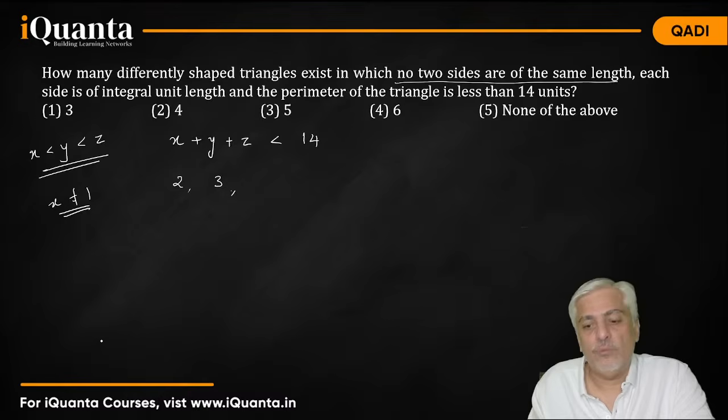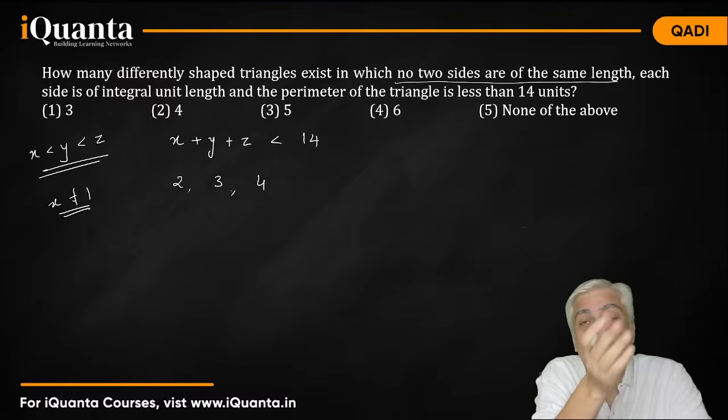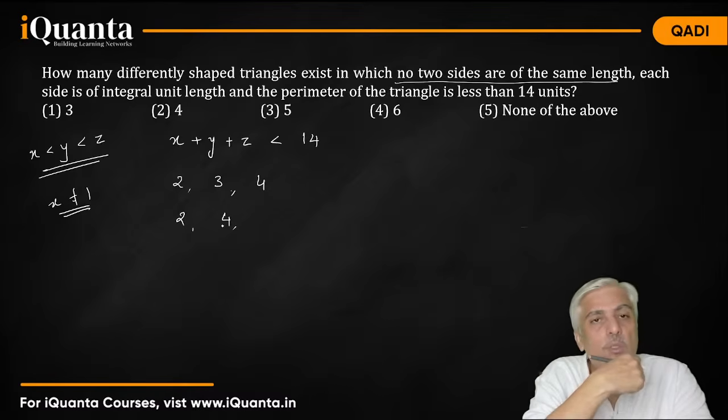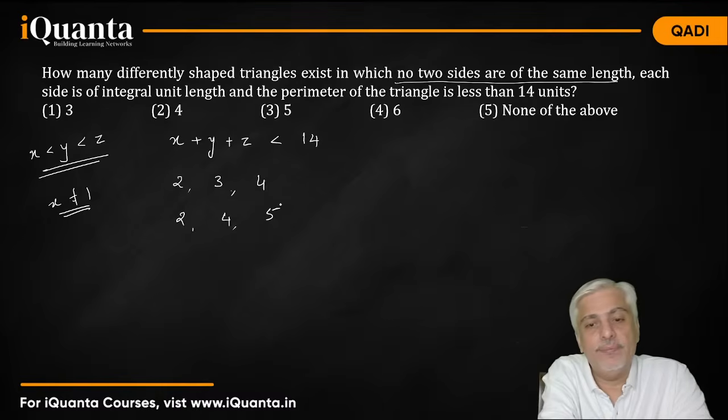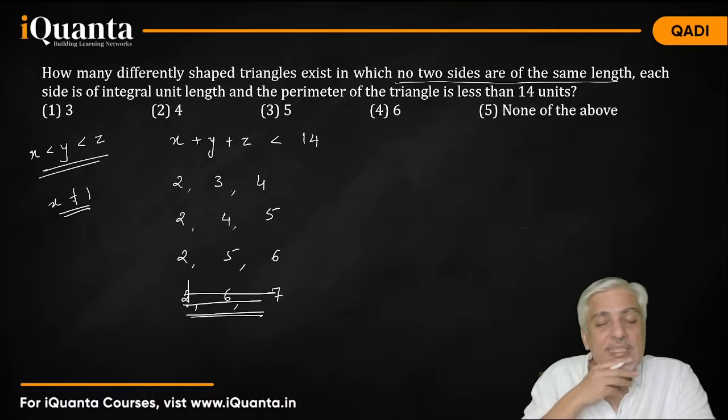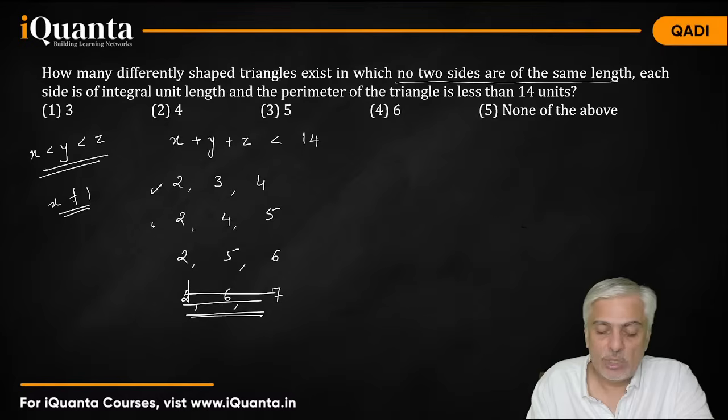So 2, 3, 4. Why 2, 3, 4? Because 2 plus 3 is 5, and the sum of two sides has to be greater than the third. So with 2 and 3, I have only one option. What about with 2 and 4? 2 and 4 is 6, so I can have 5 as the third side. With 2 and 5, I can have 6 as the third side. With 2 and 6, I can have 7, but I can't go up to that because the total becomes more than 14. So till 13 I am allowed. So 2, 5, 6. So with 2 I have 3 options.